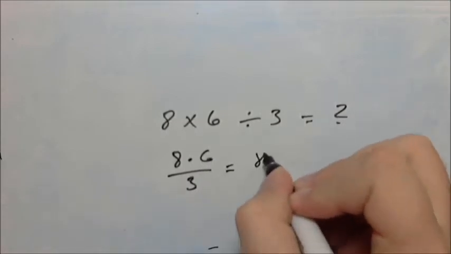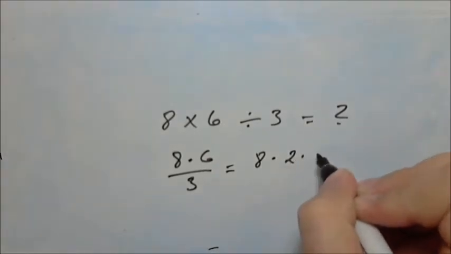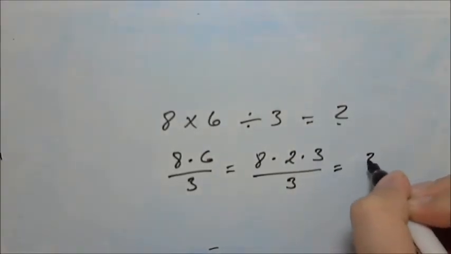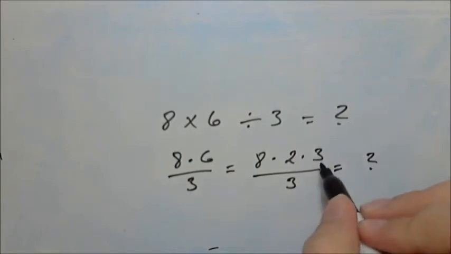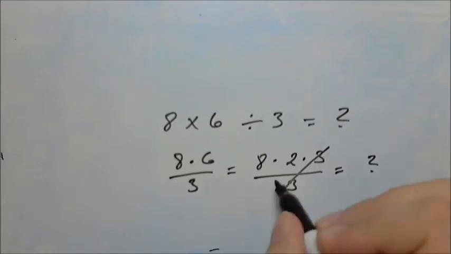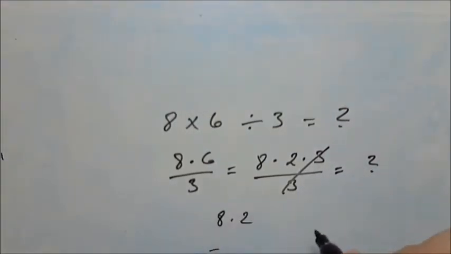Well, this is equal to 8 times 2 times 3 divided by 3 equals some number. And now we can easily get rid of the 3's because division is simply removing factors. And now we're left with 8 times 2 equals some number, and multiplication is easy to do in your head. So that's 16. And now we've solved it.